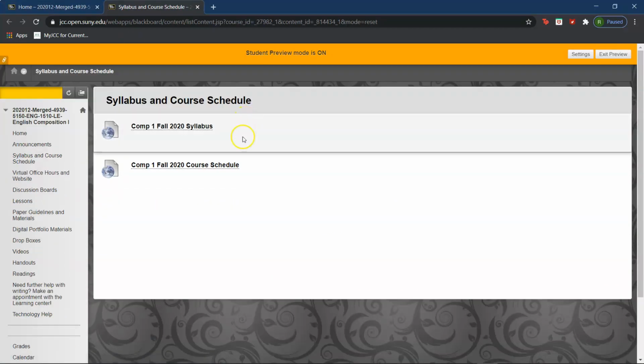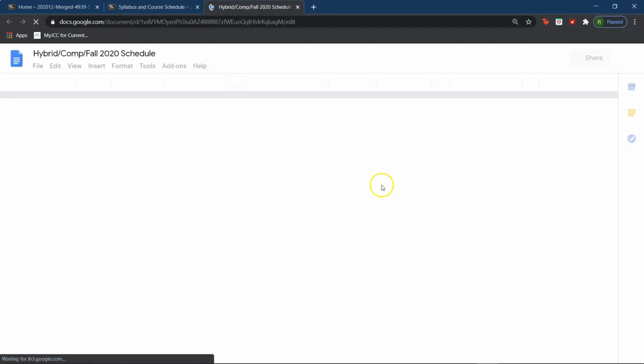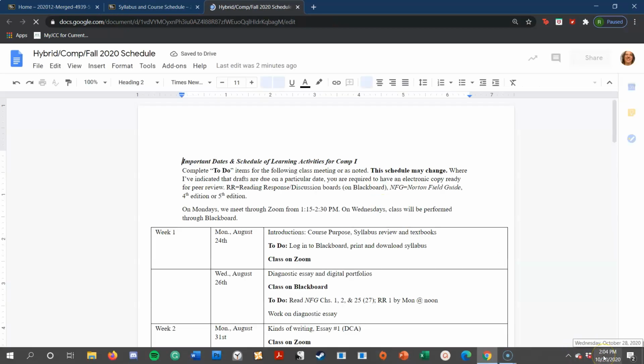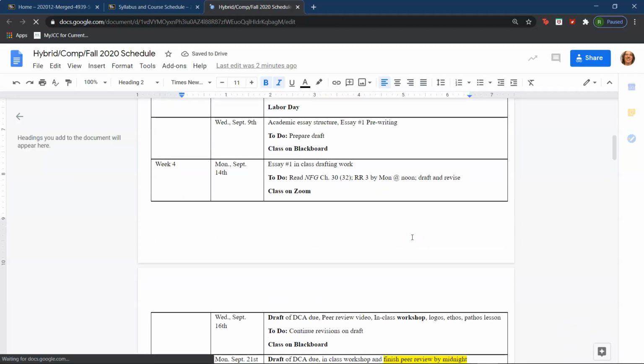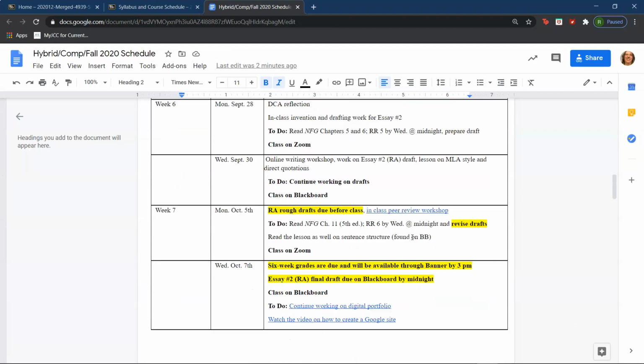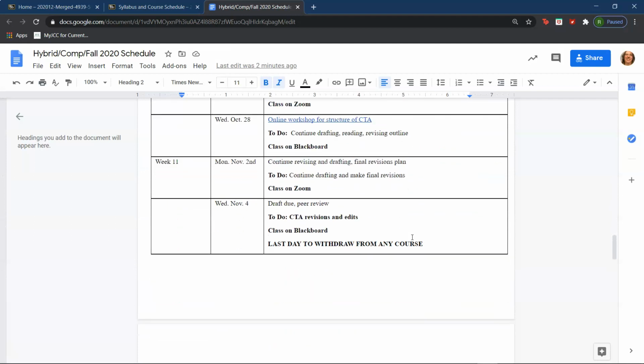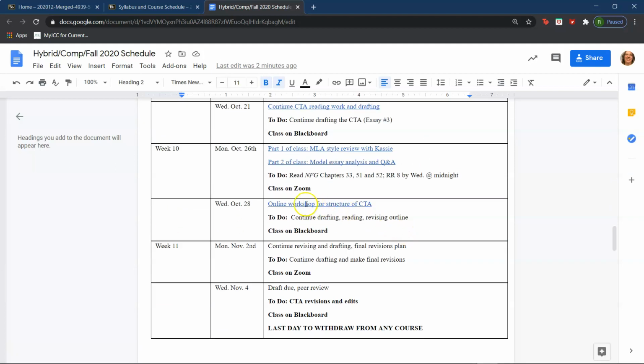And what we are continuing to do today is work on our drafts. And I have a bit of a CTA review of the steps of how to write the essay and also the online workshop for structure of CTA. So that is what we are doing today. And the homework for the weekend is to continue drafting, reading, and revising your draft.